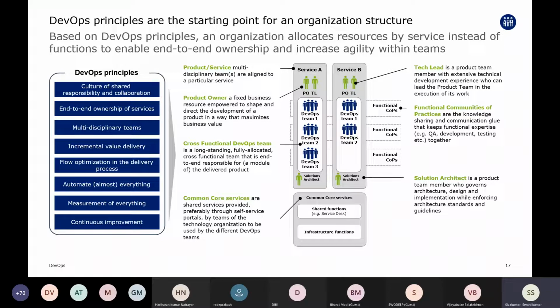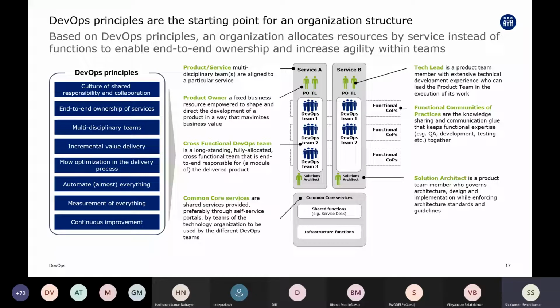In general, how does it work? Okay, I have DevOps principles in one hand, I have the project alignment in the other hand. How is it going to work? These are the important aspects to be considered. If you want service A, in the sense of service and products, product and service, product owner, cross-functional DevOps team, common core services, this is one layer. And the service B, tech lead, functional communities of practice, and solution architect. So these are the phases where you need to incorporate. You can divide the team and you can align the resources according to that. So product owner, one team, cross-functional DevOps team. It could be testers, developers, and automation engineers. Everything will come under that phase.